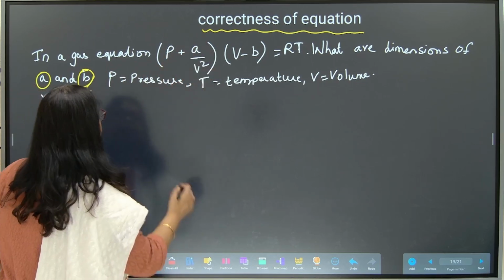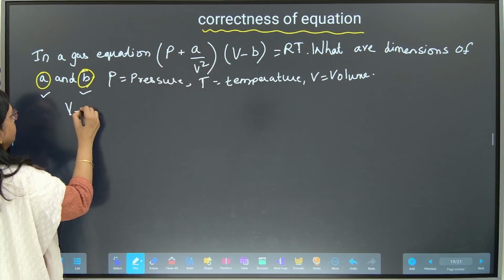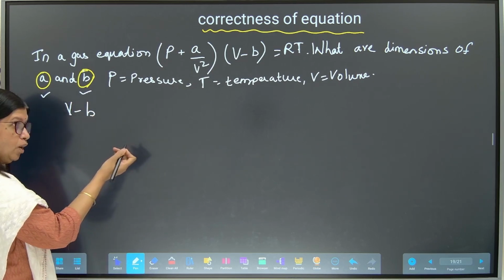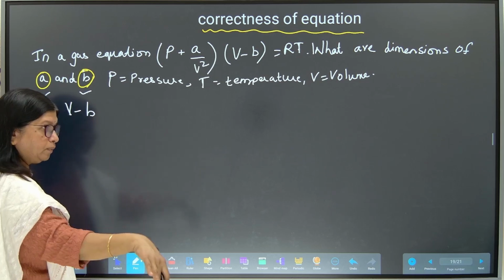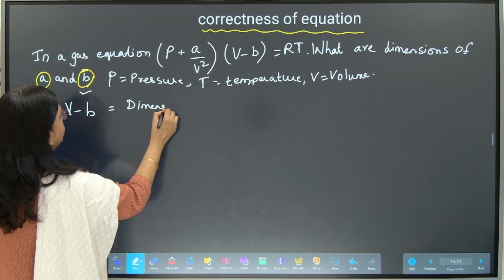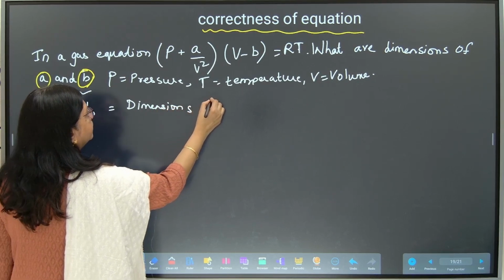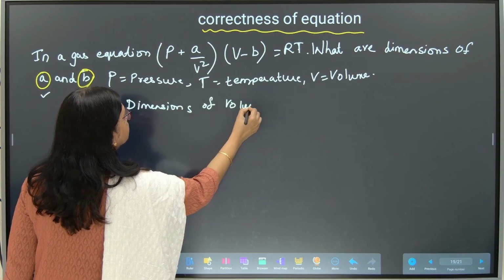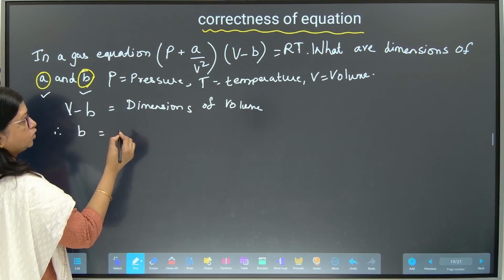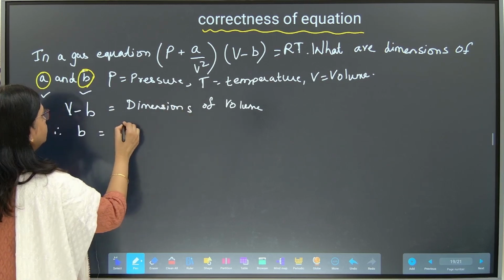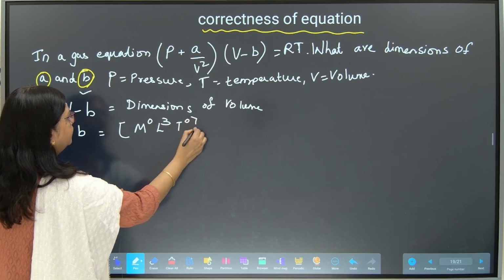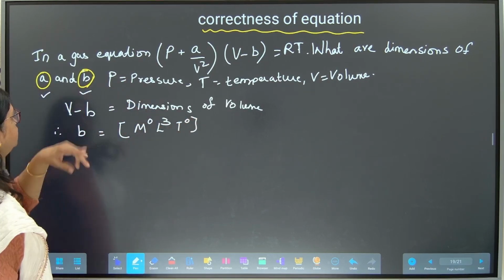Let us first find the dimension of B. V minus B. V is volume. B we don't know, but using the homogeneity principle, if V is volume, then B also should be volume, right? So it should have the dimensions of volume. Therefore, the dimension of B also should be that of volume. What is the dimension of volume? M raised to 0, L raised to 3, and T raised to 0. So we got the dimension of B.